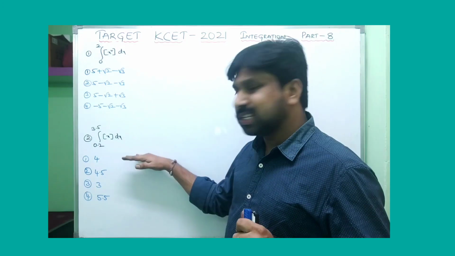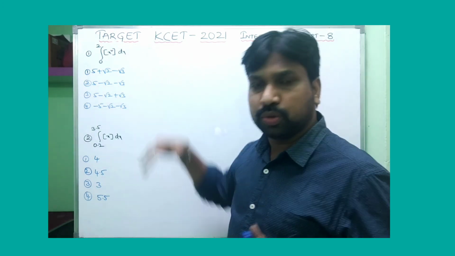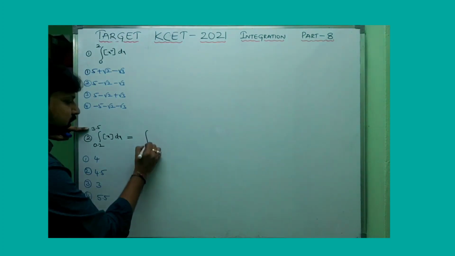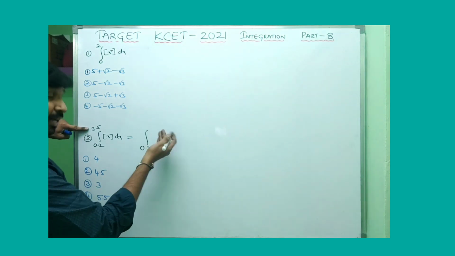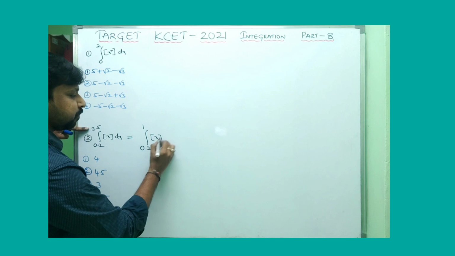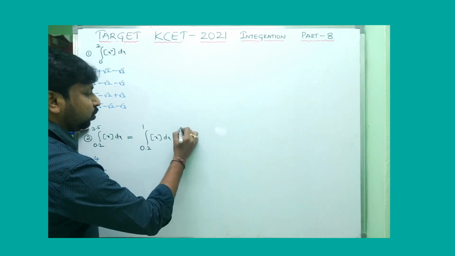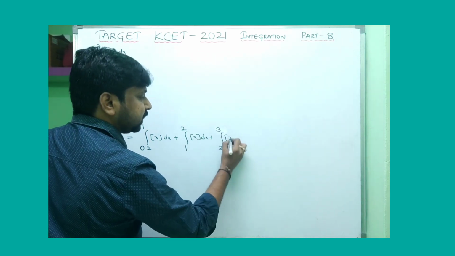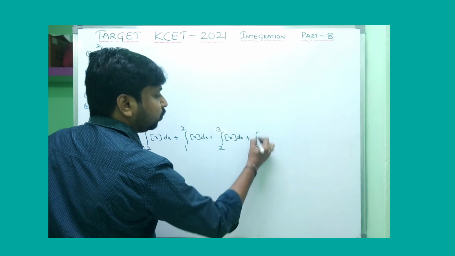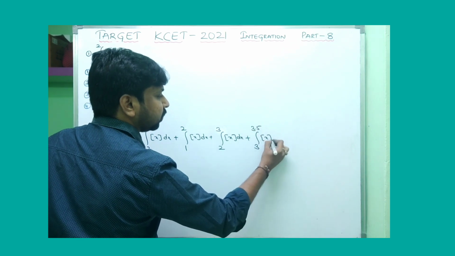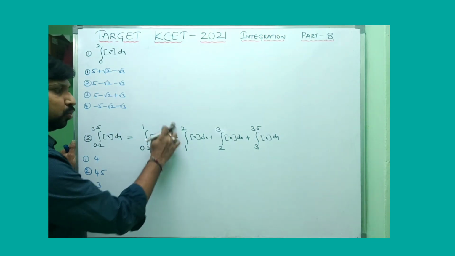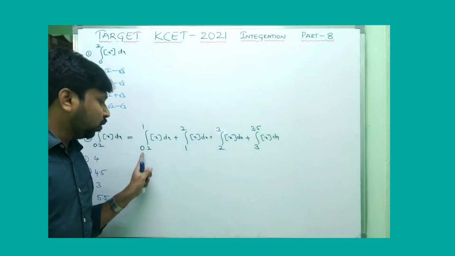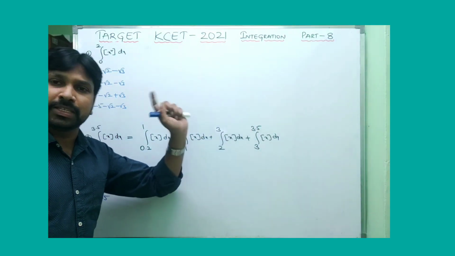Now how are you going to simplify? This is an easy question only. I'll complete this question and then move to the other one, friends. Here the integral from 0.2 to 3.5 you are going to split: integral 0.2 to 1 of bracket x dx, plus integral 1 to 2 of bracket x dx, plus integral 2 to 3 of bracket x dx, plus integral 3 to 3.5 of bracket x dx. So the pieces are 0.2 to 1, 1 to 2, 2 to 3, 3 to 3.5. The minimum lower limit is 0.2 and the maximum upper limit is 3.5.